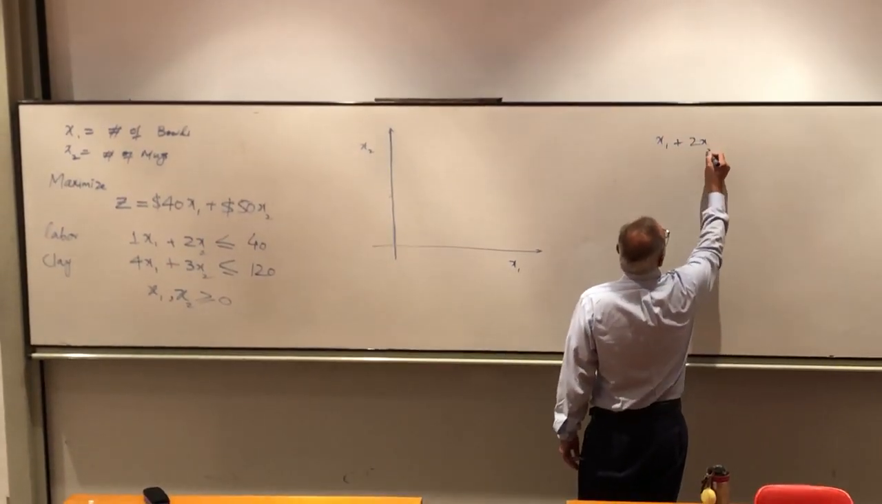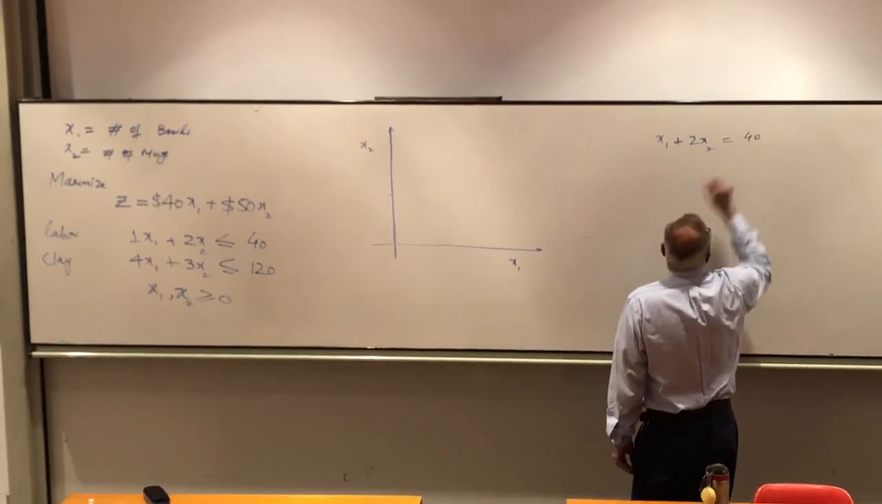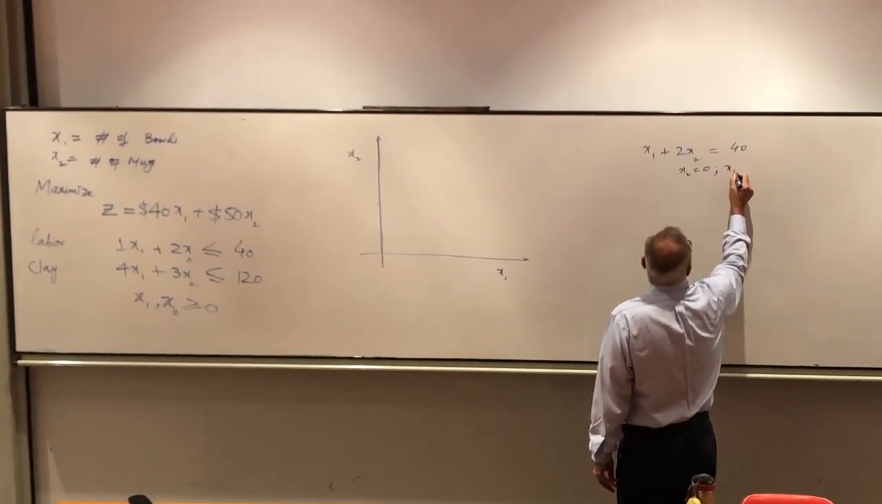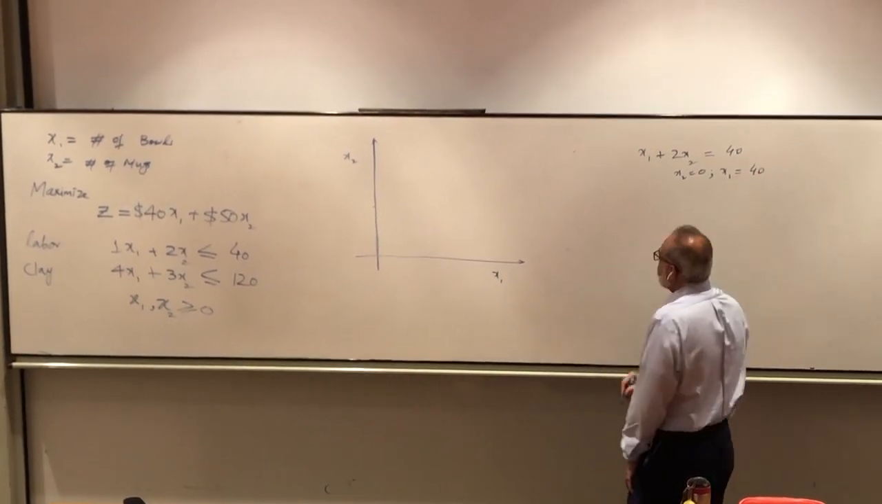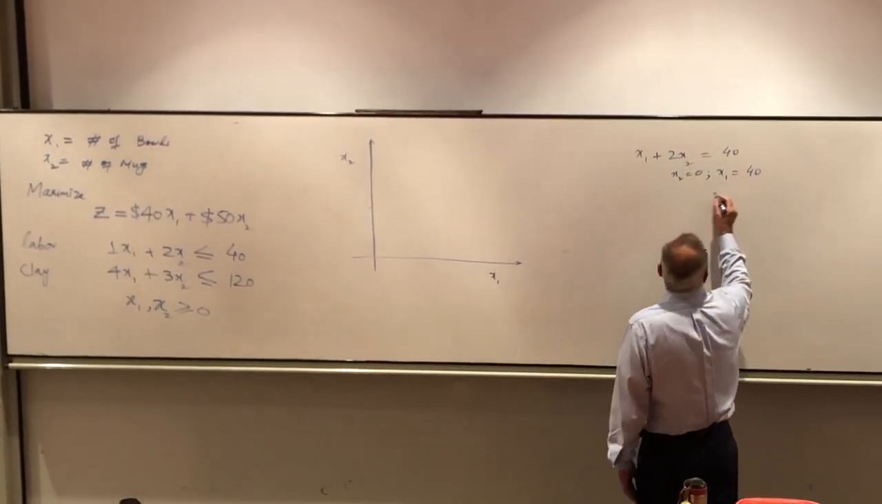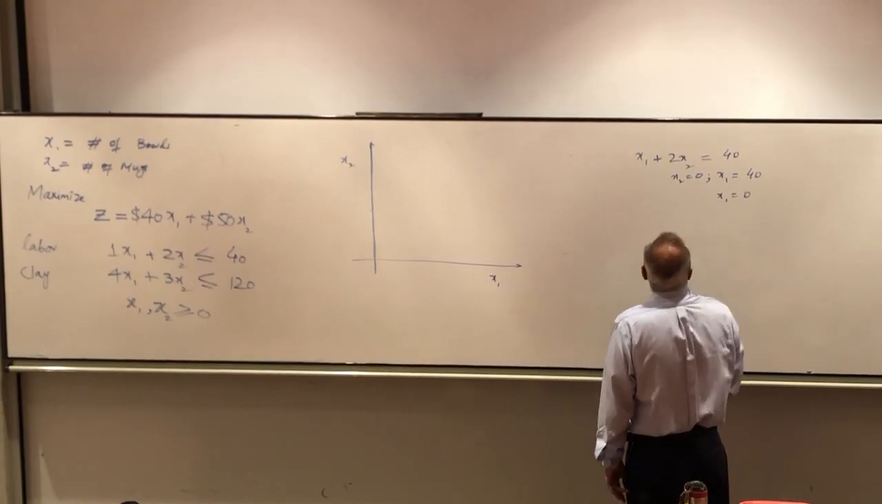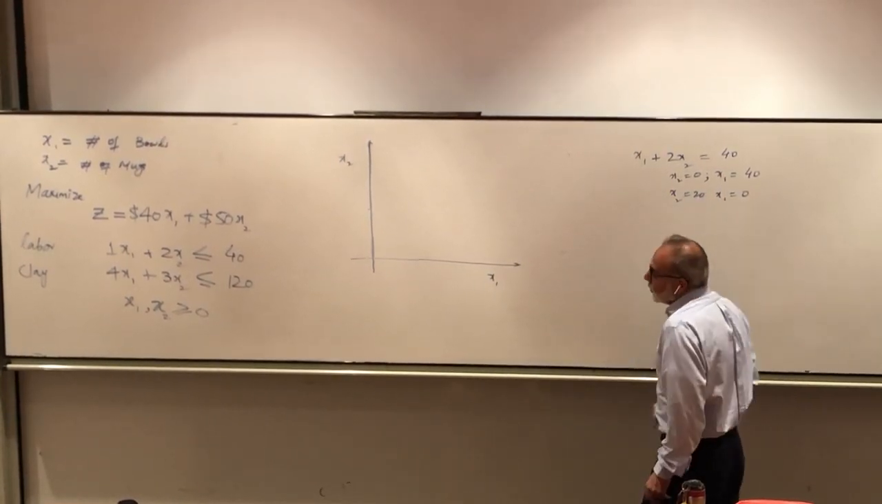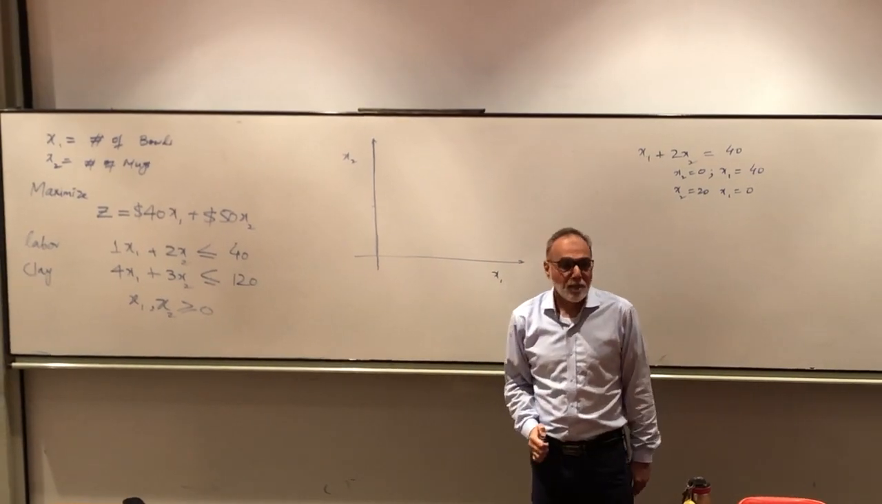x1 plus 2x2 is equal to 40. Which means that if x2 is equal to 0, x1 will be equal to 40. And if x1 is equal to 0, x2 will be equal to 20. We need only 2 points to make a straight line.